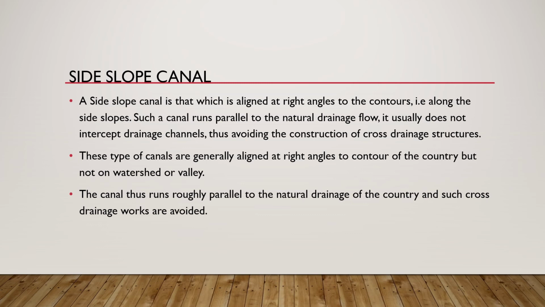Okay, there will be no interception of this canal with that natural drainage flow. It will only flow parallel to that, it will not intercept with it, thus avoiding the construction of a cross drainage network. Actually, I have explained in the previous slides about cross drainage structures.